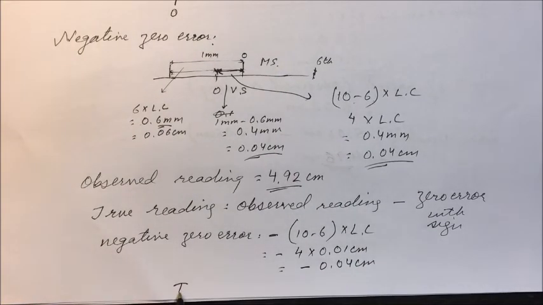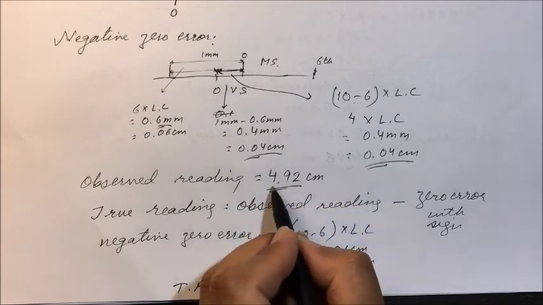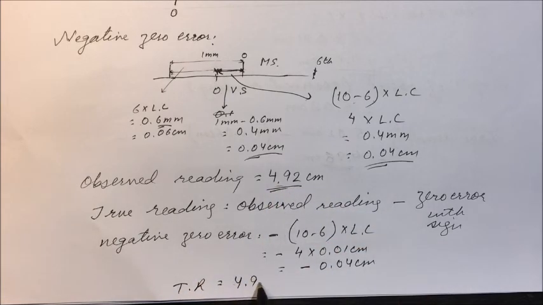So true reading equals observed reading, how much? Observed reading 4.92 centimeters, minus of minus 0.04 centimeter. So minus minus becomes plus and it will be added. It comes out to be 4.96 centimeter.